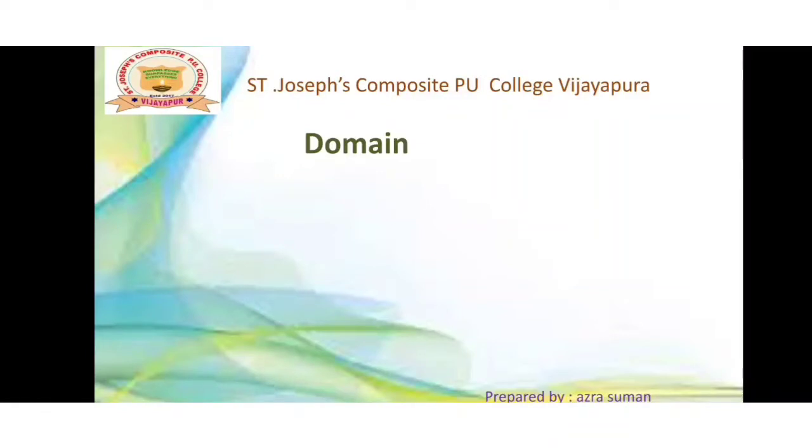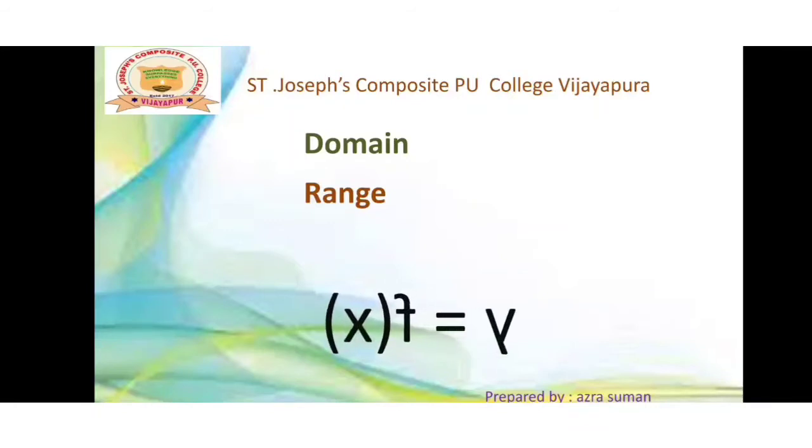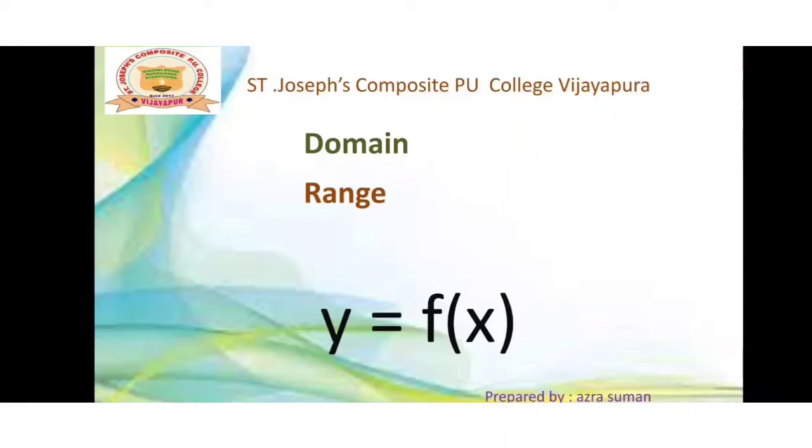And what is range? The range of the function is all possible output values. The domain is the set of all values that go into the function, and the range is the values that come out of the function. So if we have the function y equals f of x, the domain will be all possible values that x can take, and the range will be all the possible values of y.